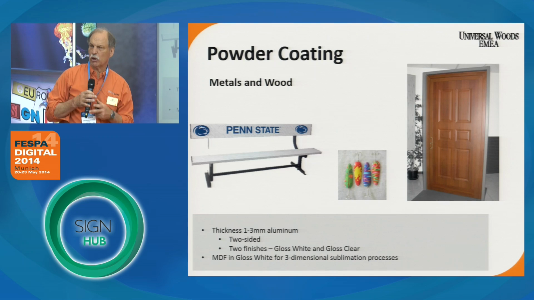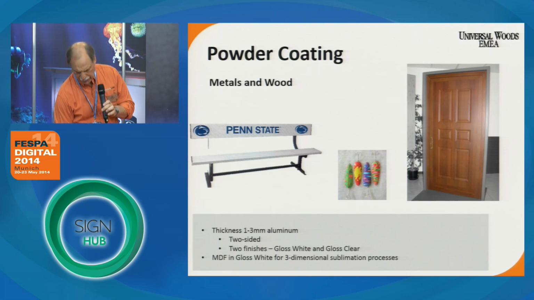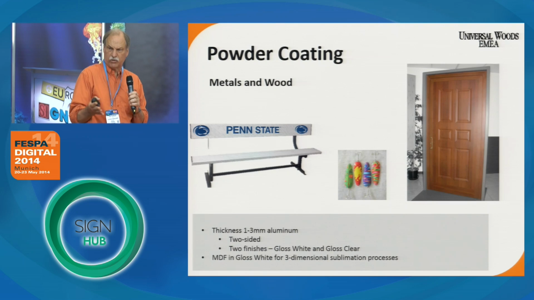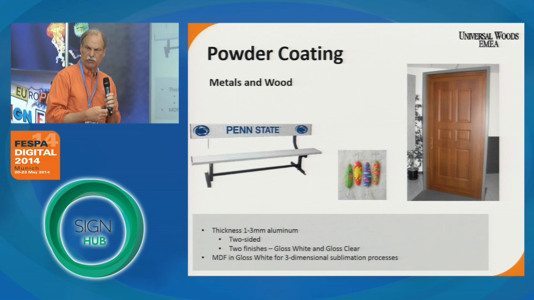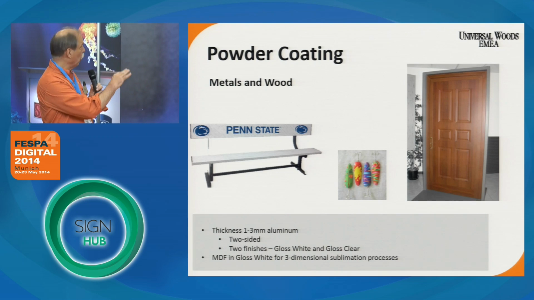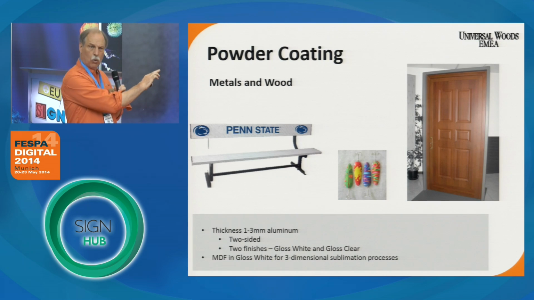I want to begin by talking about how you create a sublimatable surface. And it's something that we specialize in. We use a process called flow coating, but you can roll coat or powder coat or flow coat.